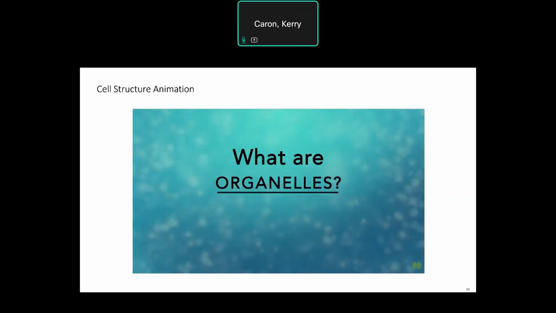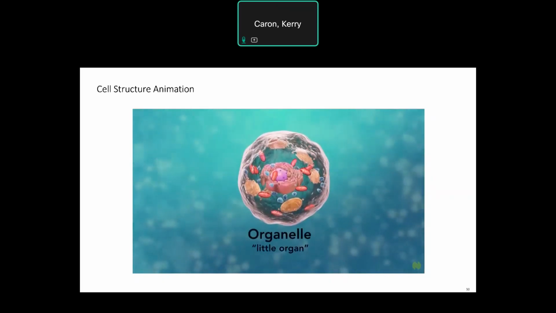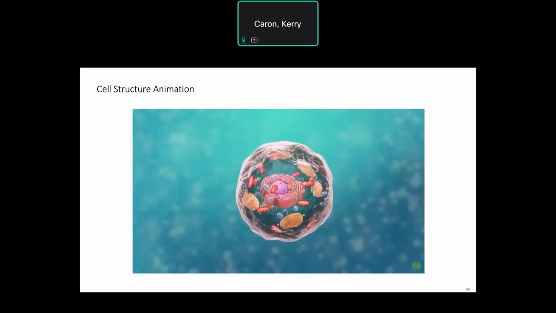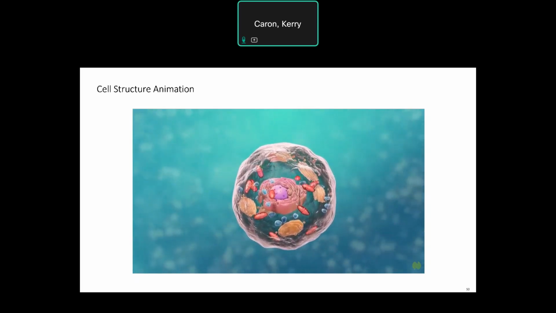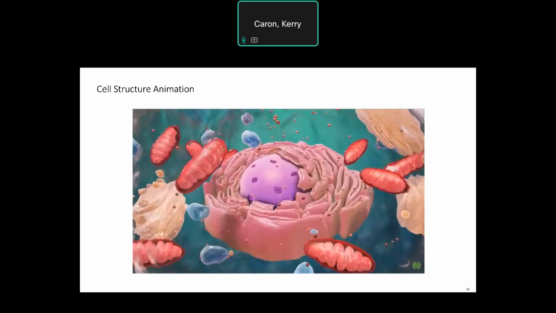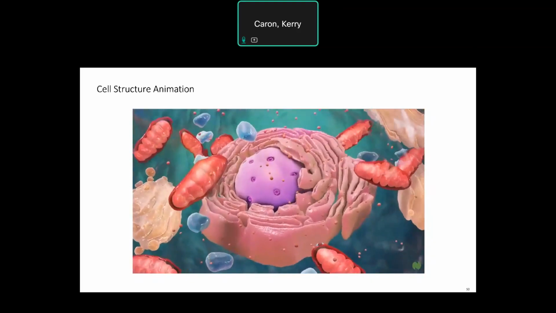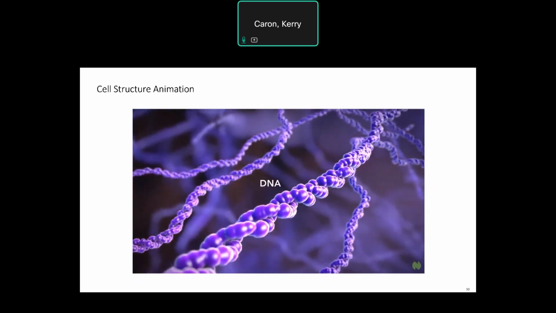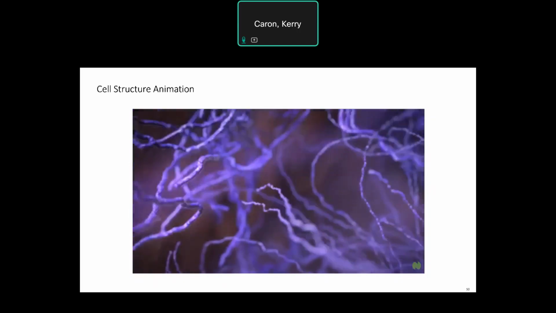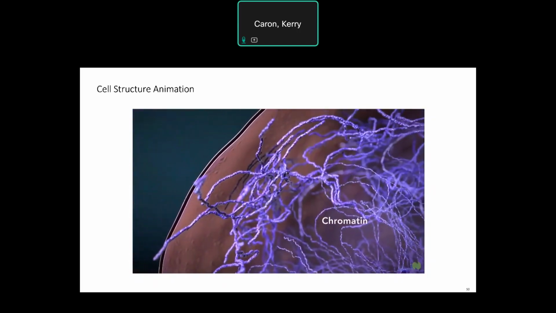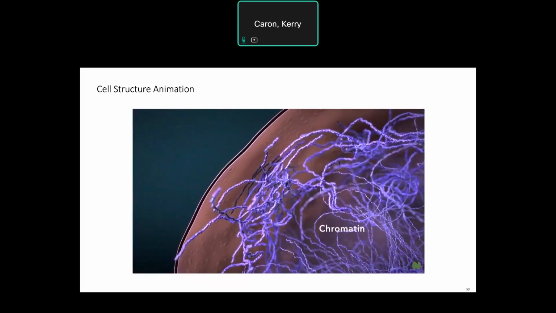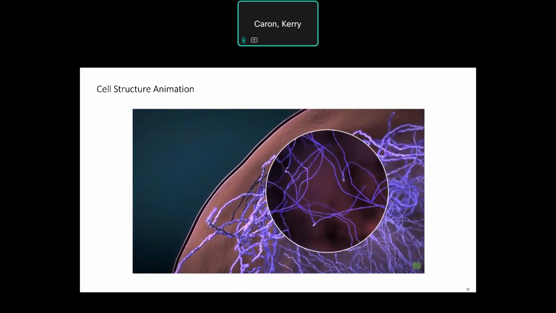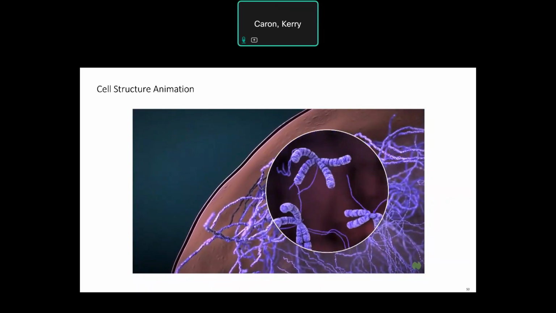So, what are organelles? Organelle means little organ. Organelles are the specialized parts of a cell that have unique jobs to perform. Let's start with the nucleus, the control center of the cell. The nucleus contains DNA, or genetic material. DNA dictates what the cell is going to do and how it's going to do it. Chromatin is the tangled, spread-out form of DNA found inside the nuclear membrane. When a cell is ready to divide, DNA condenses into structures known as chromosomes.